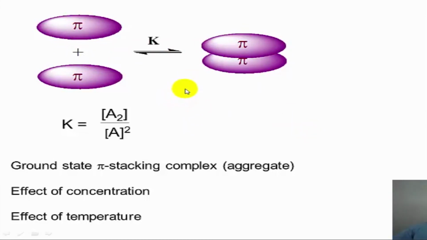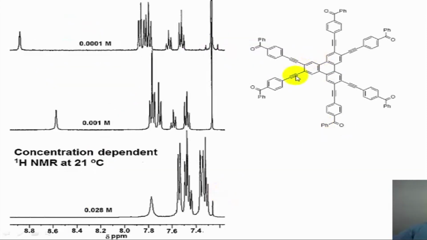As long as you have an equilibrium constant between the dimer and the monomer, which is shown here, this equilibrium constant will depend on the effect of concentration as well as the effect of temperature. So now if one looks at this molecule, which is a star shaped molecule, the core is a triphenylene core and the periphery is a benzophenone kind of group attached through an acetylenic functional group. This molecule undergoes aggregation in solution when the spectrum is measured in a solvent which is CDCl3.